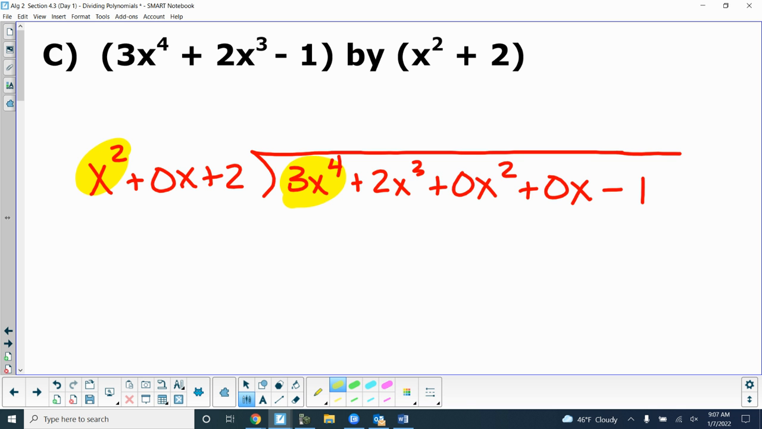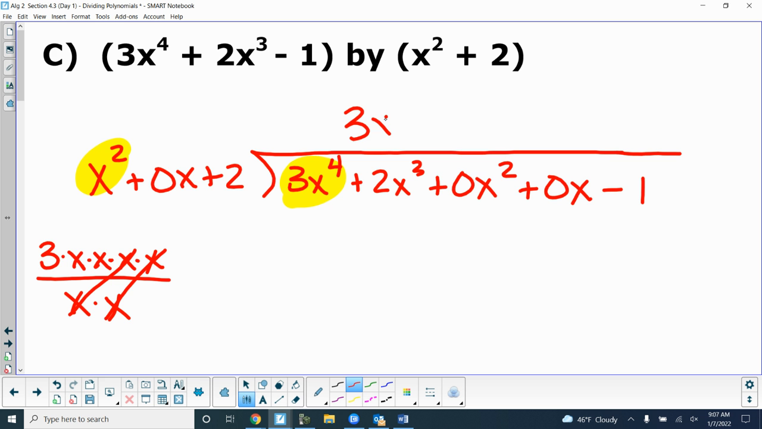So when we do that, if you want to write it out like this, if this will help you, go ahead. 3x to the 4th means that, right? And x squared means that, right? Yeah. So if I do that, what's my answer? 3x squared. 3x to the 2nd. Does that make sense? Okay, if that helps you, go ahead and do that. Basically, all I'm doing is subtracting the exponents, right? All right. So 3x to the 2nd is up here.